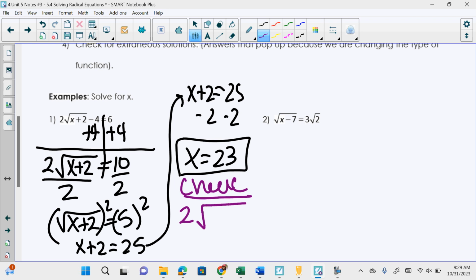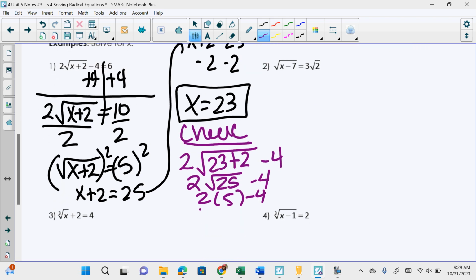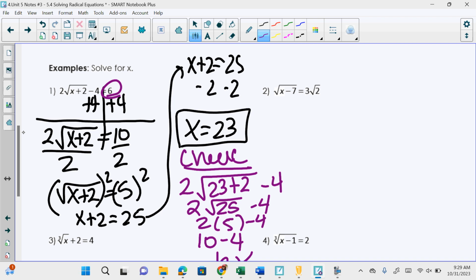So when I'm checking, I substitute 23 back in for x. So I get 2 times the square root of 25 minus 4, which is 2 times 5 minus 4, which is 10 minus 4, which is 6. And that's what we wanted, right? We wanted this equation to equal 6. So we're good. x equals 23 is the solution.